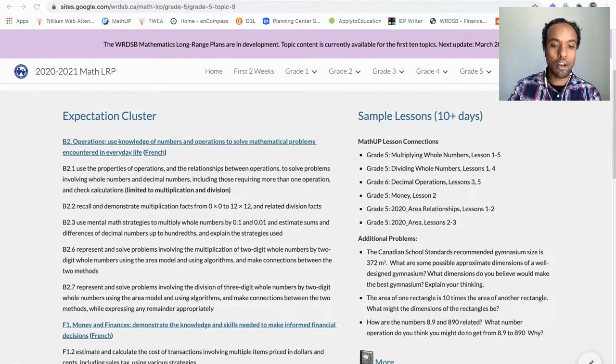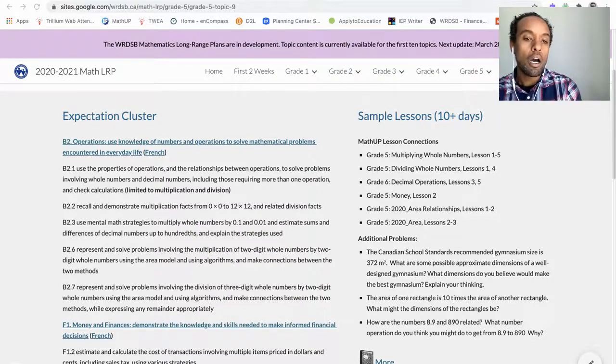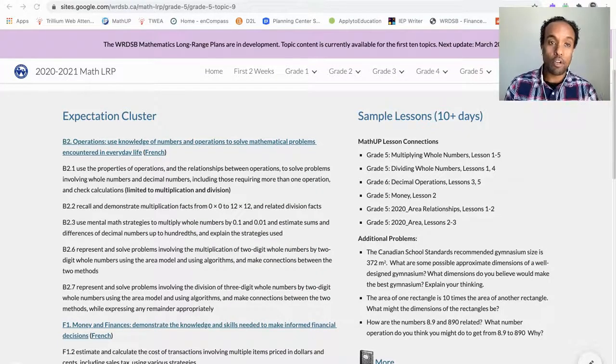Topic 9 is based on the overall expectation B2 from the number strand. Under the expectation B2, we are focusing on students making connections between the properties of various operations, particularly multiplication and division. We're looking at students building their fluency and mental math toolbox from single-digit whole numbers to decimals and percents. We're also looking at students exploring various strategies and models to solve multiplication and division problems.